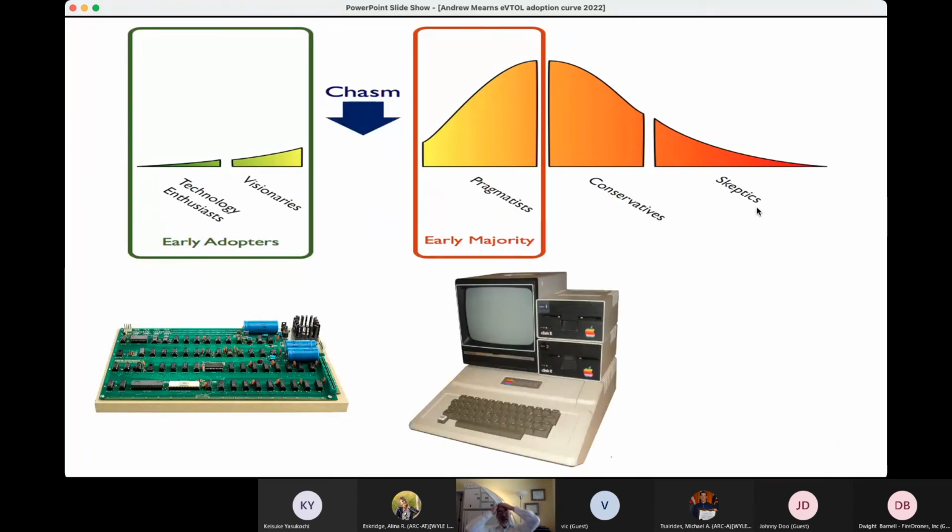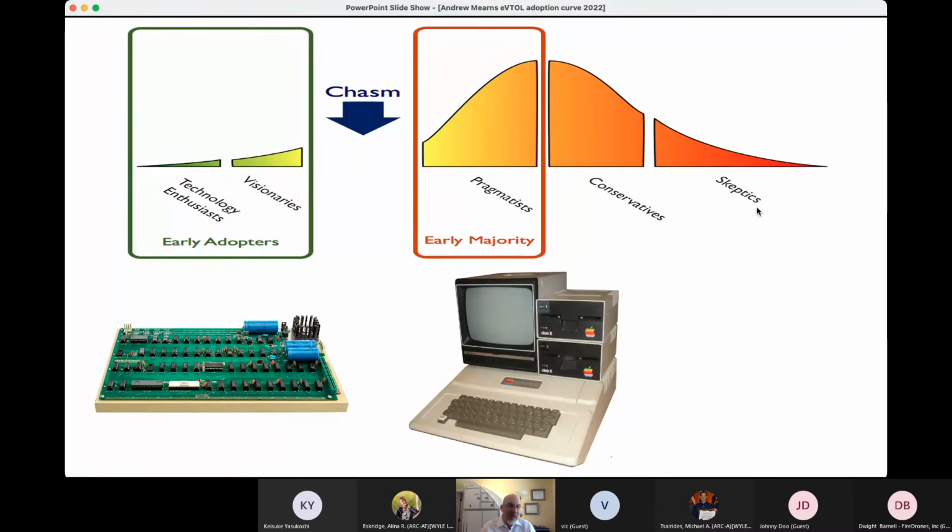And so I have a couple examples of companies that have crossed the chasm, and Apple is a great one that we all know of. But what a lot of people don't know about is the Apple One computer, and that's what's on the lower left of the screen. The Apple One was a kit. It wasn't a finished computer. It was a circuit board, and you had to supply your own everything other than the circuit board.